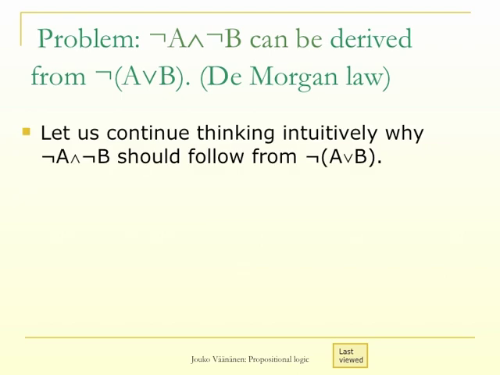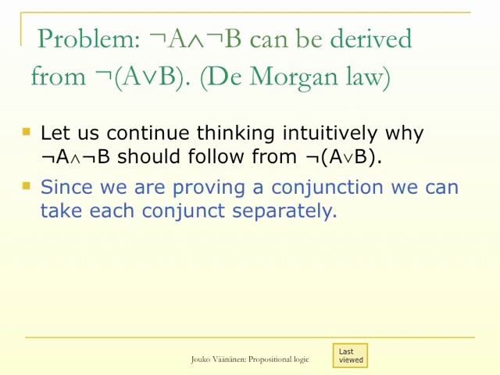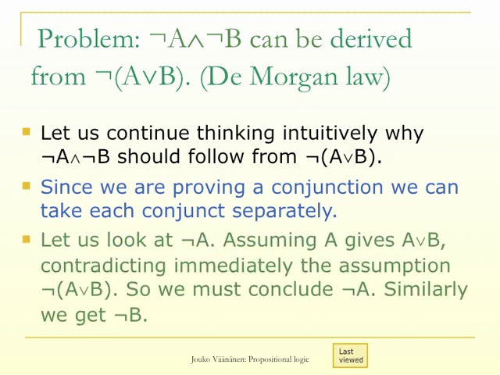But let us continue thinking intuitively why negation A and negation B should follow from the negation of A or B. Since we are proving a conjunction, we can take each conjunct separately. Let us look at not A. Assuming A gives A or B, contradicting immediately the assumption negation A or B. So we must conclude not A. Similarly, we get not B.